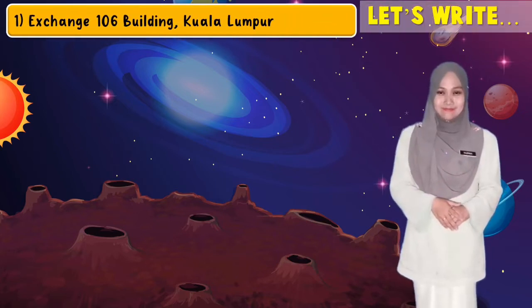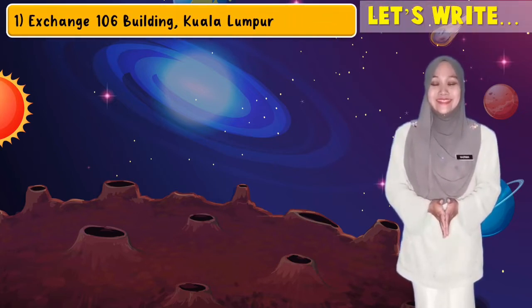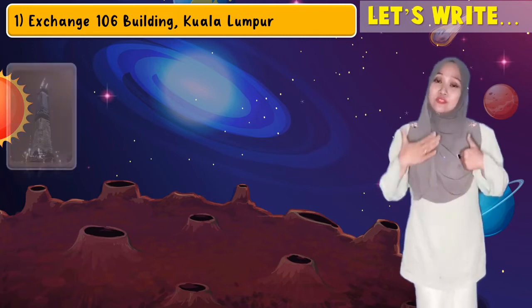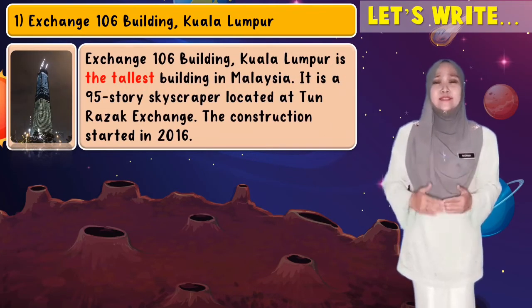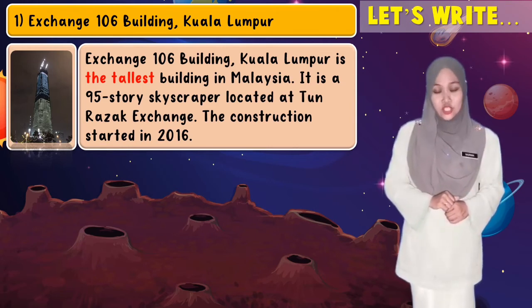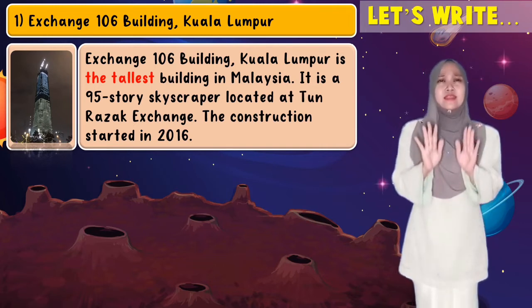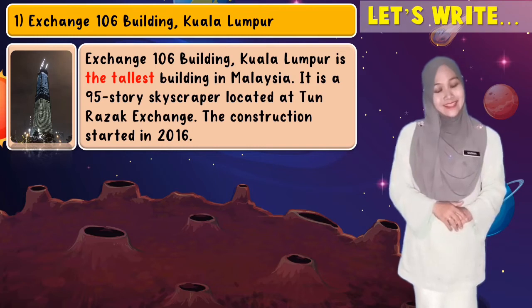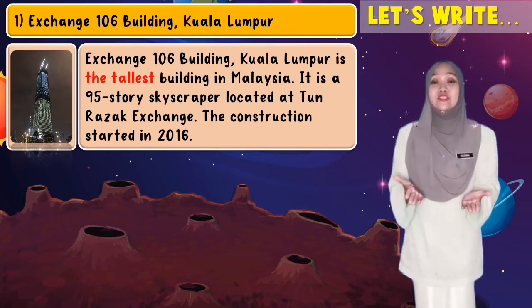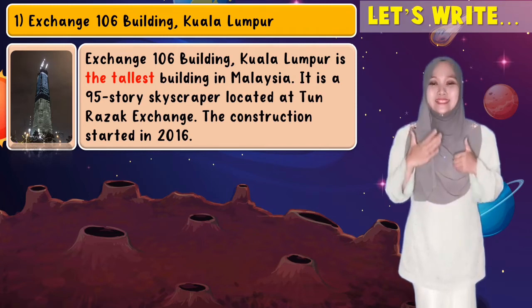Next, I would like you to write about 5 superlatives in the pictures. Let us try to write about picture number 1. Exchange 106 Building, Kuala Lumpur. You may write like this. Exchange 106 Building, Kuala Lumpur is the tallest building in Malaysia. It is a 95-story skyscraper located at Tun Razak Exchange. The construction started in 2016.